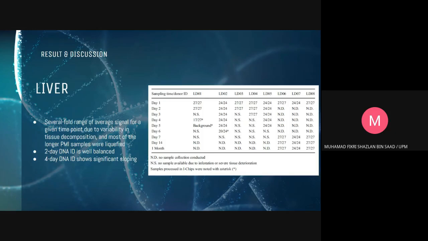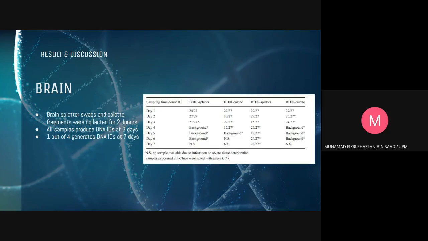For the liver, there was a full range of aberrant signal for a given time point due to variability in tissue decomposition, and most of the longer PMI samples liquefied. At 2 days, the DNA ID is well balanced. However, at 4 days, the DNA ID shows significant sloping in the table below. And for the brain, brain spatter swabs and fragments were collected for 2 donors, and all samples produced DNA IDs at 3 days, and 1 out of 4 generated DNA IDs at 7 days.